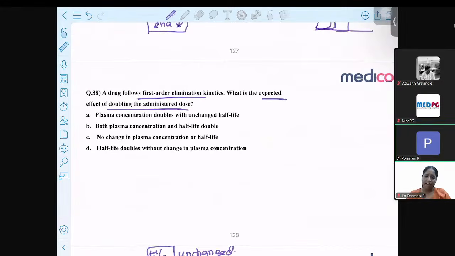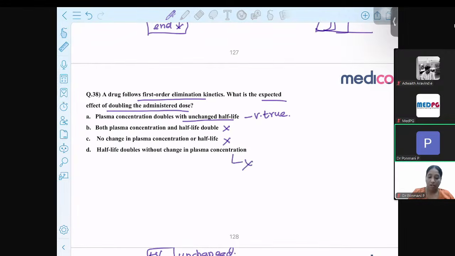And now when we're looking at the options here, what is the expected effect of doubling? Plasma concentration doubles with unchanged half-life. Very true. In first order, half-life is unchanged, but the plasma concentration is doubled. Both the plasma concentration and half-life double? No, the half-life doesn't double, it stays constant. No change? No. Half-life doubles without change? No. So the right option here is option A.